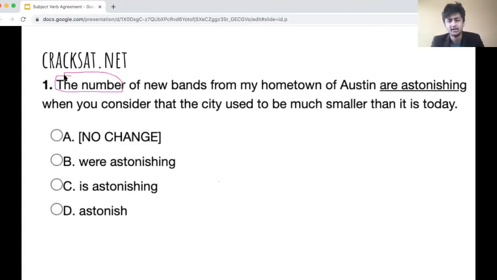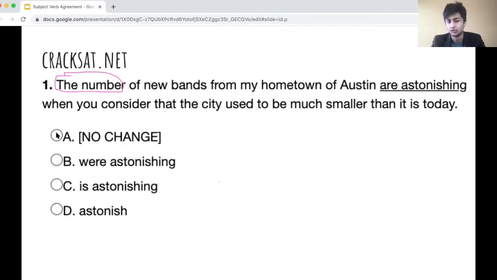The number is actually a singular noun because when you think about it, this isn't the numbers, which would be plural. The number would be one number, making it a singular subject, a singular noun. Now, this noun needs to be paired with the singular verb. So when we go through the answer choices, let's look for a singular verb.